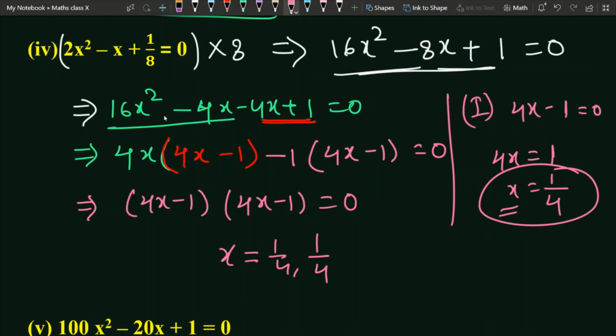Have you remembered? When we were splitting in the beginning, we were getting this 1 by 4 and 1 by 4 only. But it was difficult to take common. You have to think deeply. That's why I simplified it. Okay, fine. This is the answer.